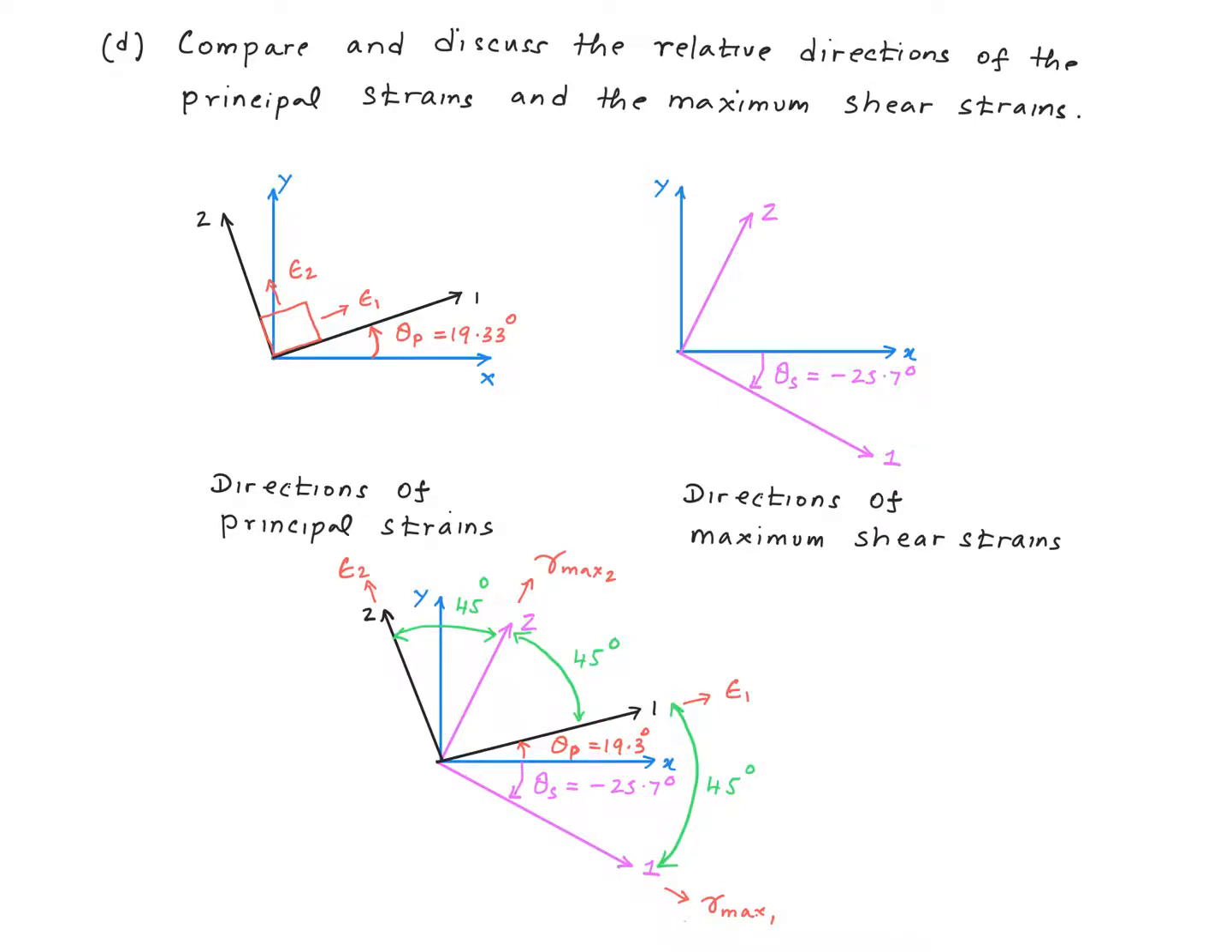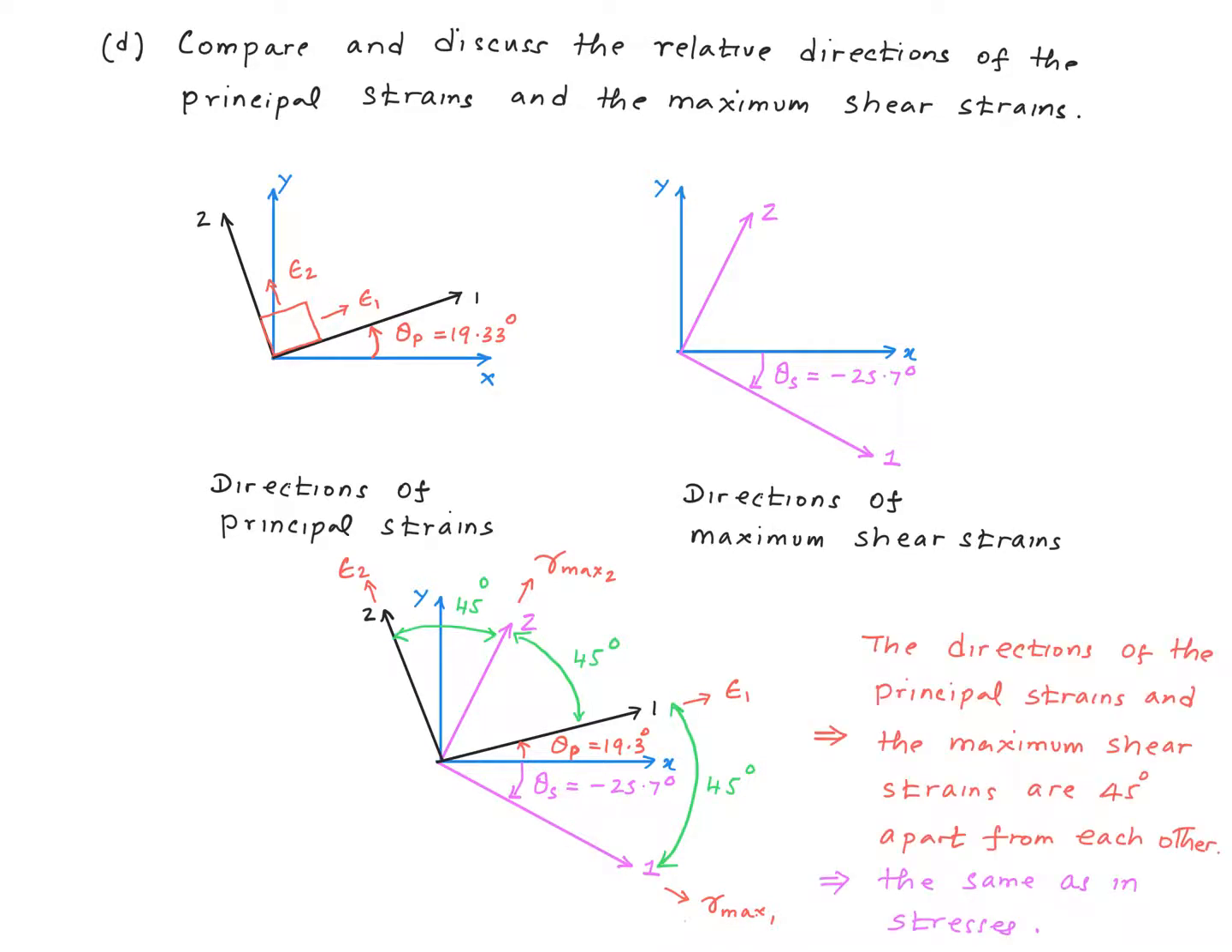This angle is 19.3 degrees and this angle is 25.7 degrees. If I add the two, I get 45 degrees. Since the angle between the purple axis 1 and purple axis 2 is 90 degrees, this angle is also 45 degrees. In a similar vein, this angle is 45 degrees. So what we are finding is that the directions of the principal strains and the maximum shear strains are 45 degrees apart from each other. If you recall, this is exactly what we found in the case of stresses as well. The directions of the principal stresses and the directions of the maximum shear stresses were 45 degrees apart from each other.